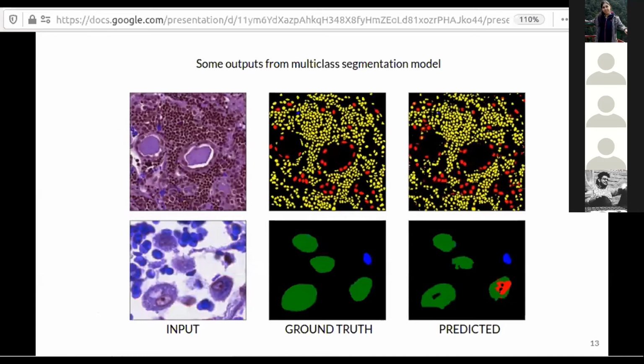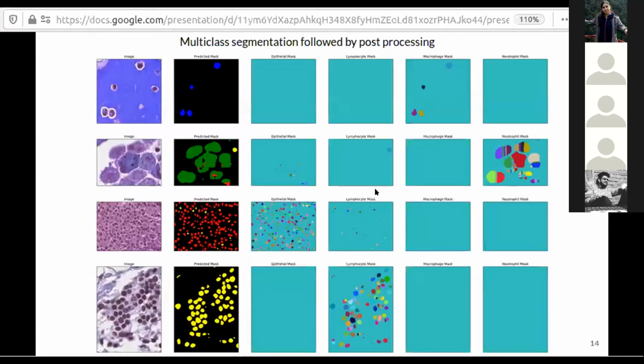Here we show some outputs from the multi-class segmentation model. So over here, it can be seen that it performs quite well, but when we do the instance segmentation, we have some problems that can be seen from here. So from this figure, we can see that the entire method suffers from over segmentation on each of the cells of the nuclei.